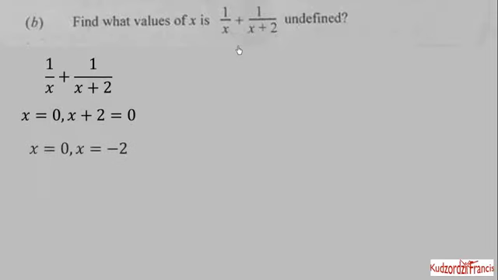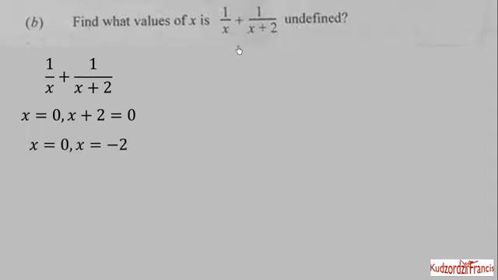Then the B aspect of question 13, we are supposed to find the values of x that will make this equation undefined. So we know this is undefined when the denominator is equal to 0. Even though the function is made up of individual functions, each of them must be defined. So the function is not defined when x equals 0 and when x plus 2 is equal to 0. So the answer is x equals 0 and x equals negative 2. These are the values for which the function is undefined.